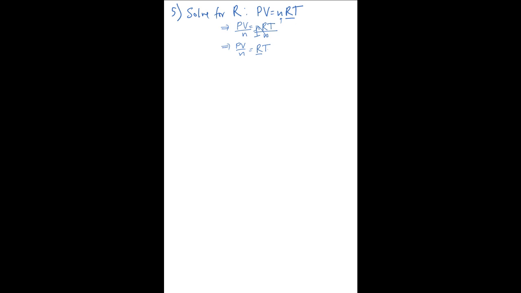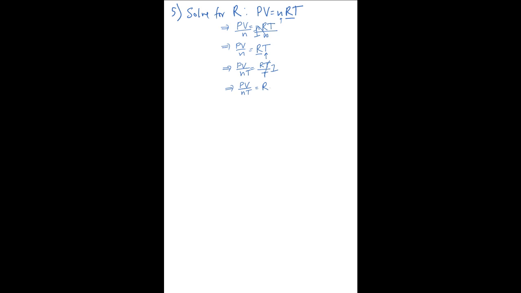Now still I want to get r by itself, so I need to get rid of this t. What is the t doing in the equation? Well, it's being multiplied by the r. What's the opposite of multiplying by t? Dividing by t. So I need to divide both sides of the equation by t, the right-hand side by t and the left-hand side by t also. So now I notice t over t equals 1, so I get PV over nT equals R.